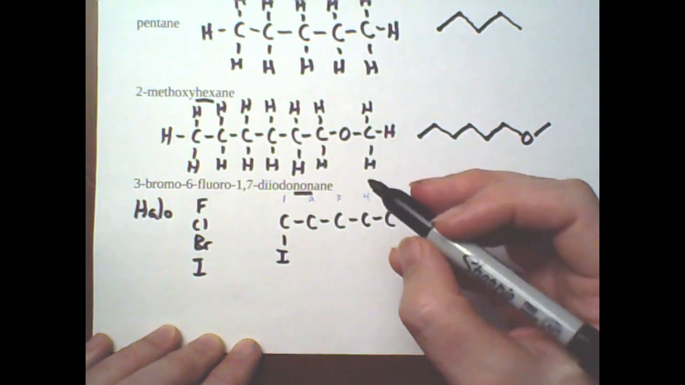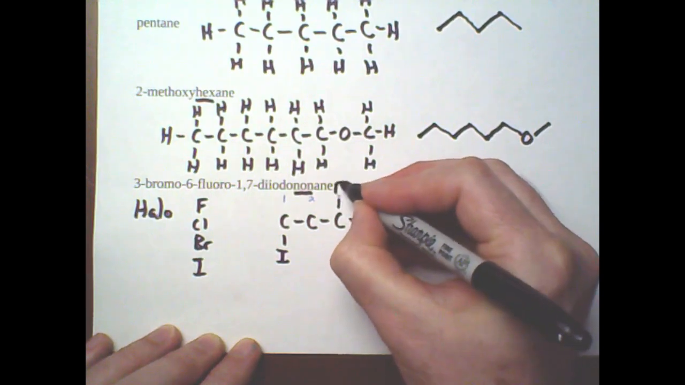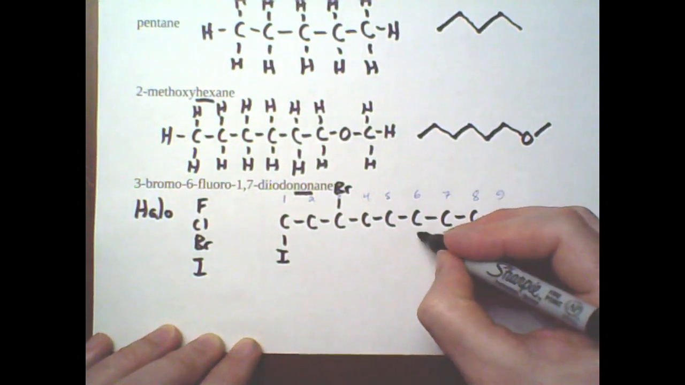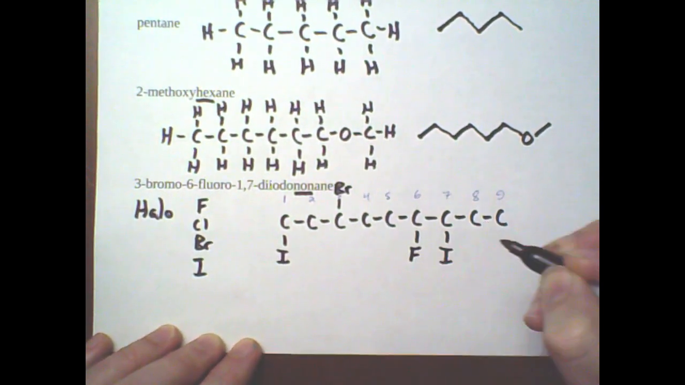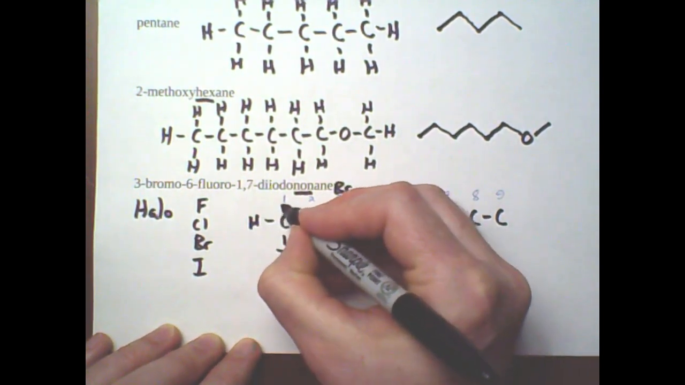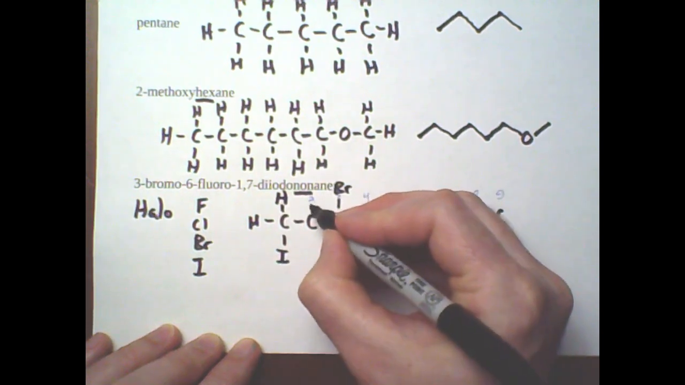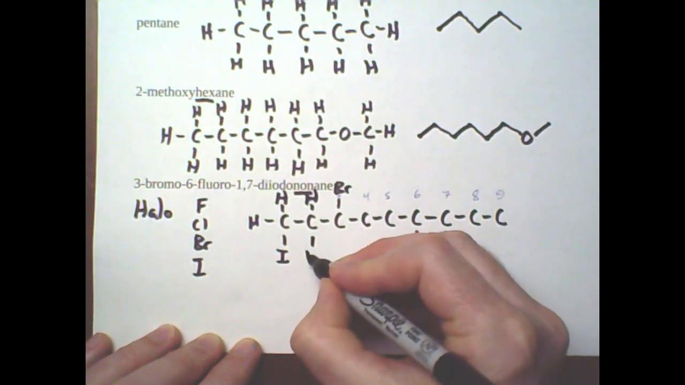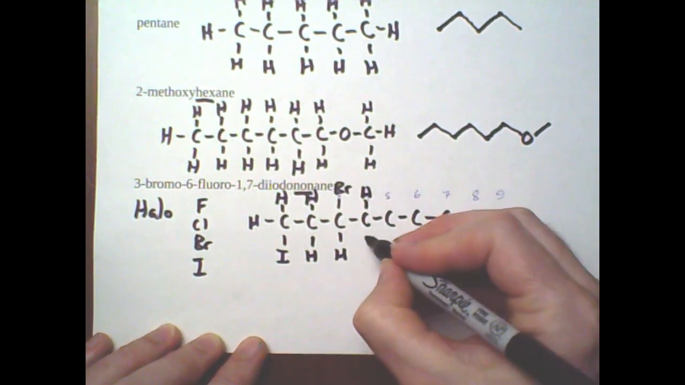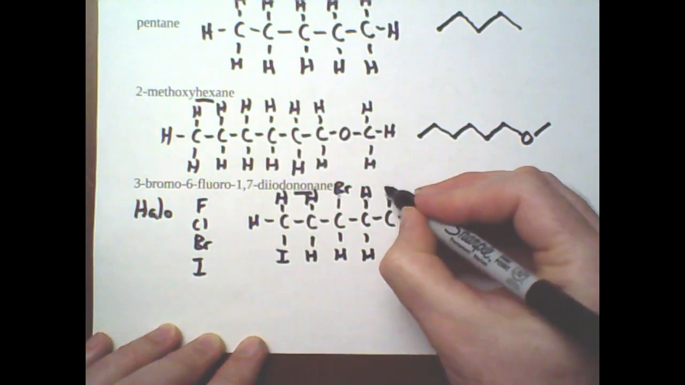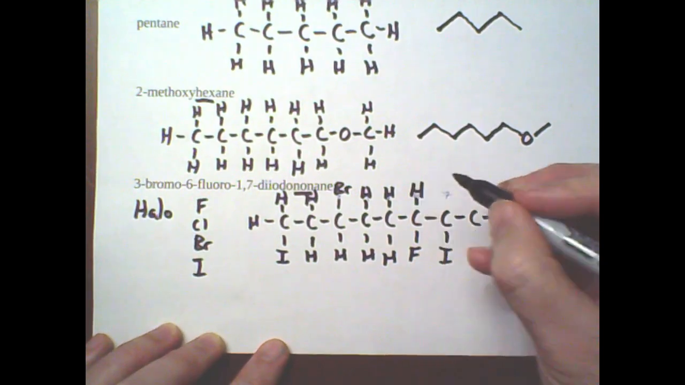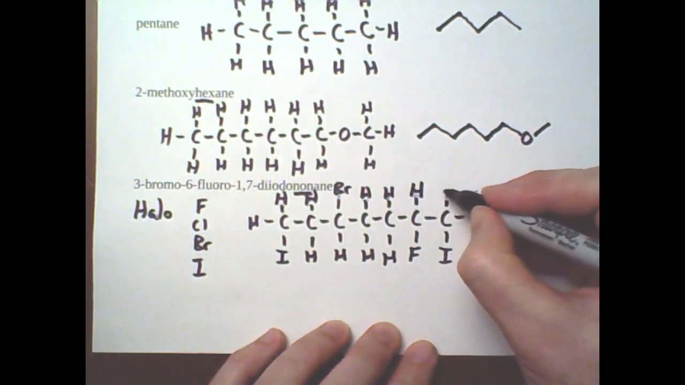3 bromo. At 3 I attach a bromine. 6 fluoro. At 6 I attach a fluorine. Then I draw in the rest of the hydrogen. You would have something like this as your starting point for the problem to go from a Lewis structure to a skeletal structure.